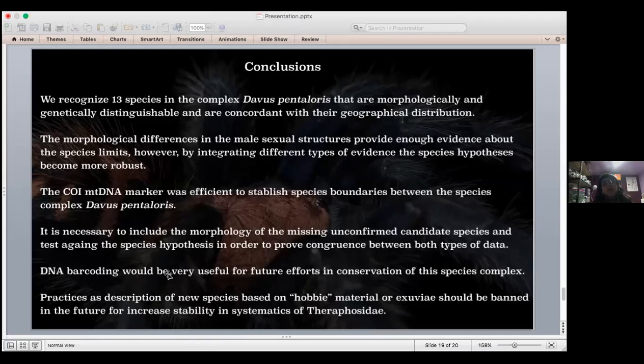Also, after the species are described, maybe we can propose that they could be protected by Mexican laws. Also, the practice of describing new species based on hobby material or trade series should be banned in the future for increasing the stability of the systematics of Theraphosidae.